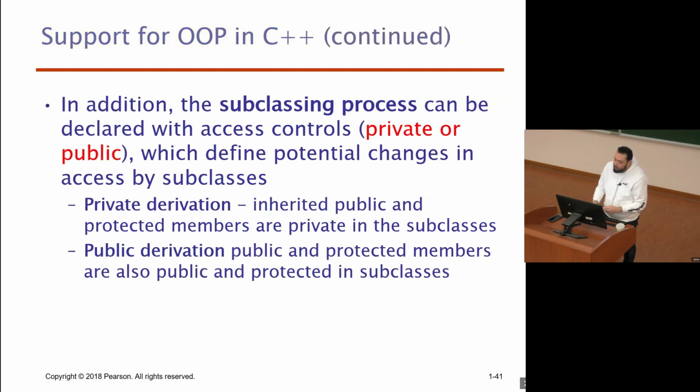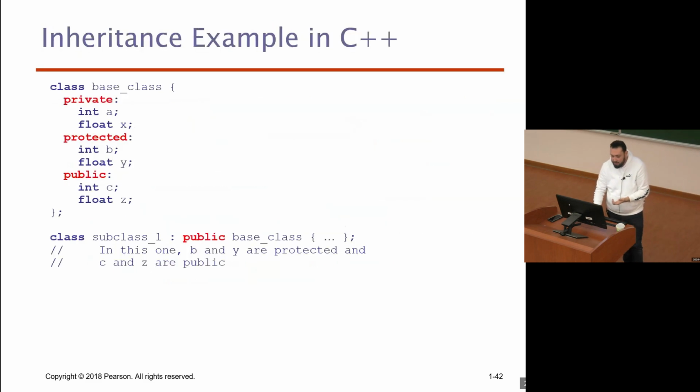In addition, the subclassing process can be declared with access control, private or public. That's something also powerful in C++. Why? There is lots of access control. That means even when I'm doing my subclass, I can say if this is public or private. Let's see this. So here I have this base class with private, protected, and then public. When I say class subclass 1 public base class, I'm inheriting from the base class, but I'm mentioning that it's public. And this one, that means I can have access to B, Y, and CZ.